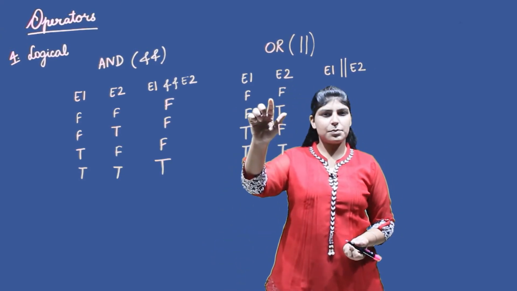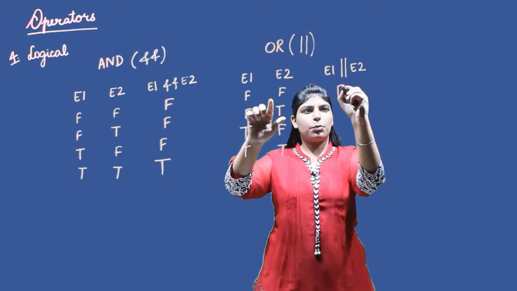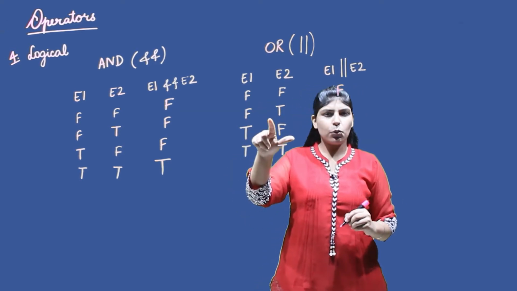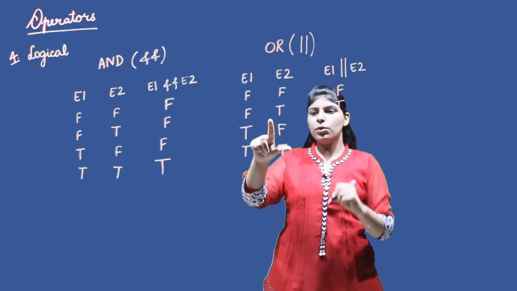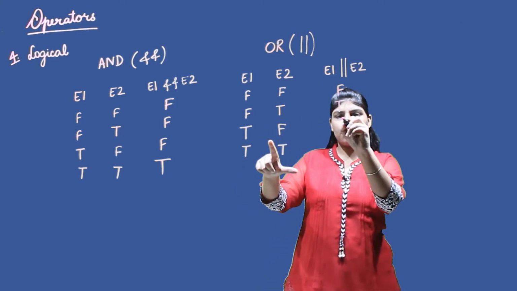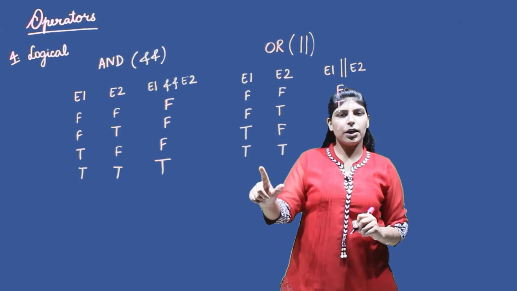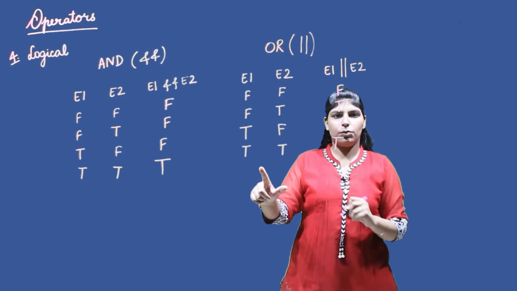Here both of the expressions are false, so the output is false. Here E2 is true, so the output will be true. Here E1 is true, so the output is again true. Here both are true, so the output is again true.